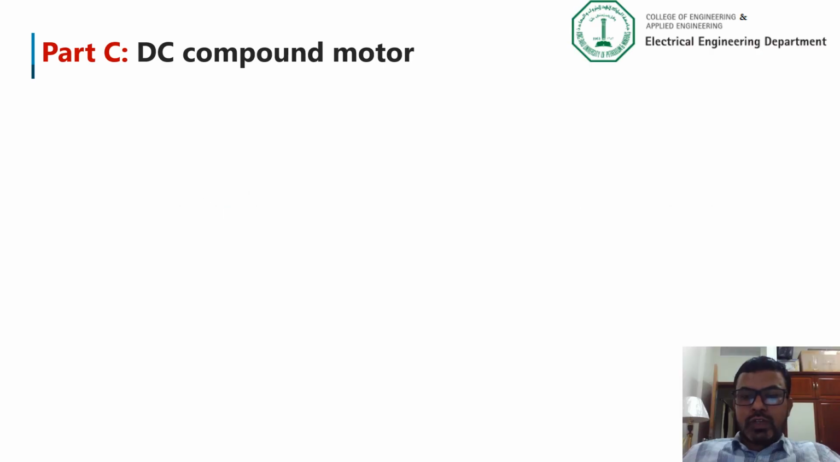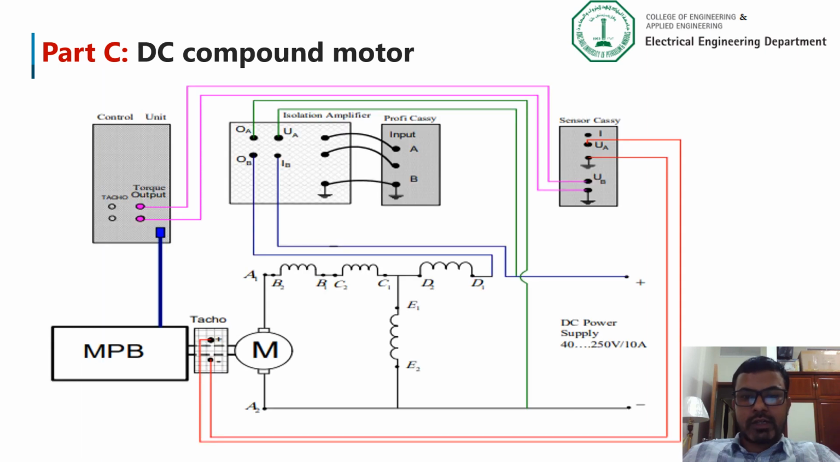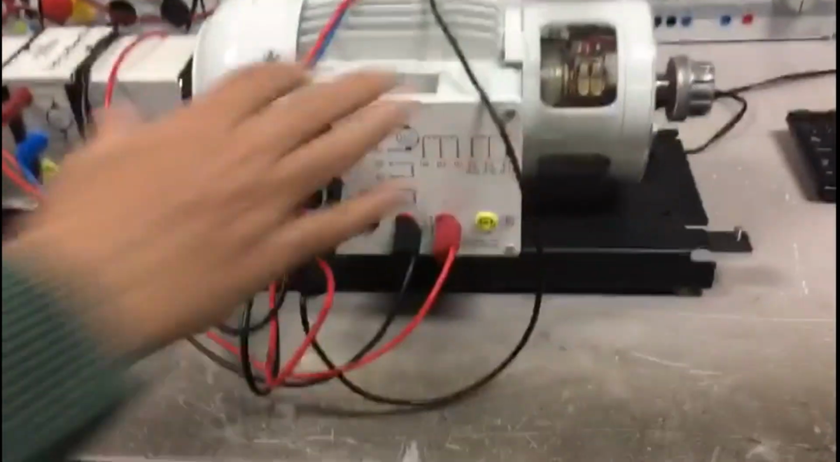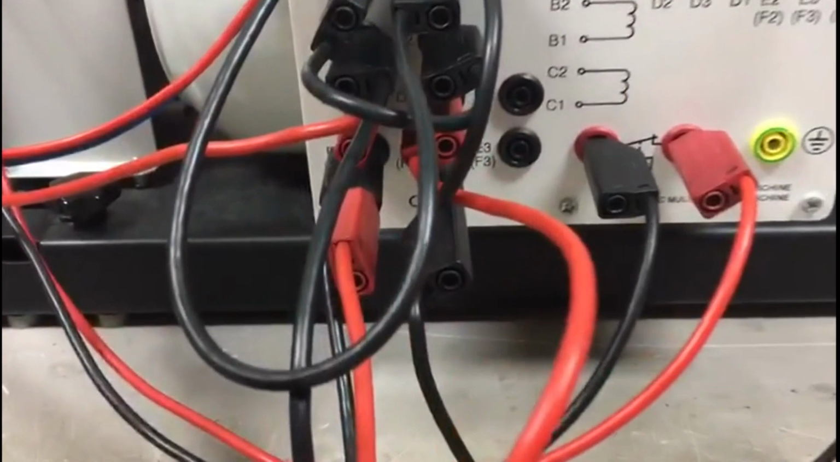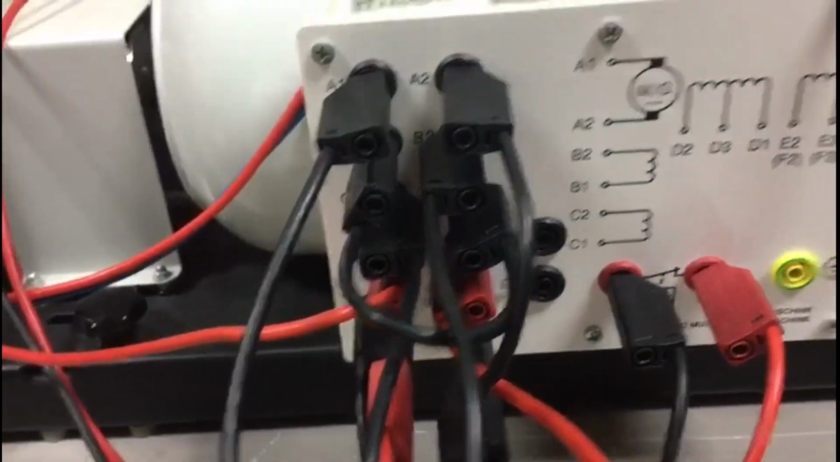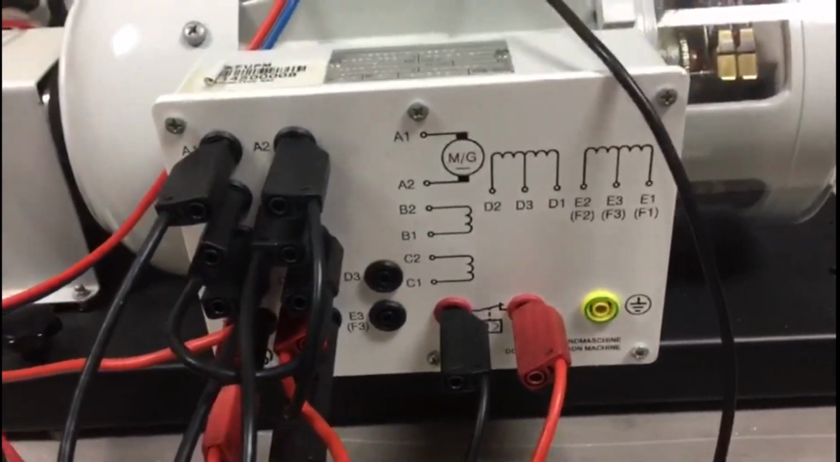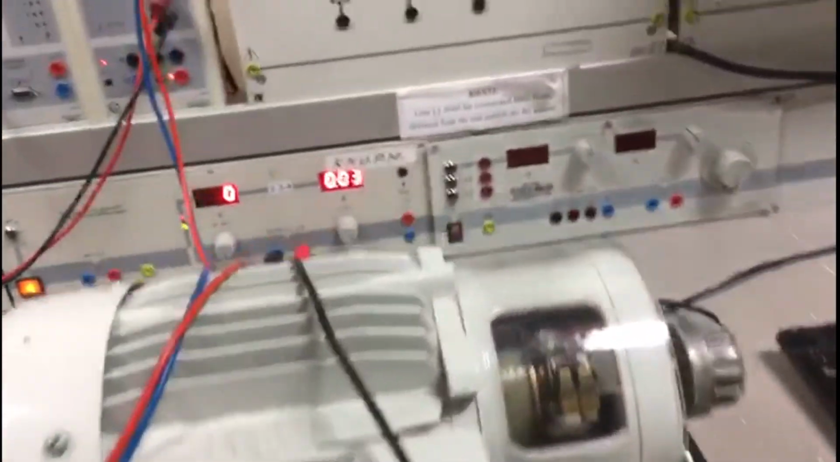In part C, we will study the characteristics of DC compound motor. Here is the circuit diagram. As you can see, the circuit diagram is almost the same as the circuit diagram of DC shunt motor. The only difference is the winding D1 and D2 that makes this circuit a compound DC motor. Only one change in the winding connection. We introduced D1 and D2 for the compound, the series winding, so it's a short shunt. And the rest everything is the same, nothing changes.